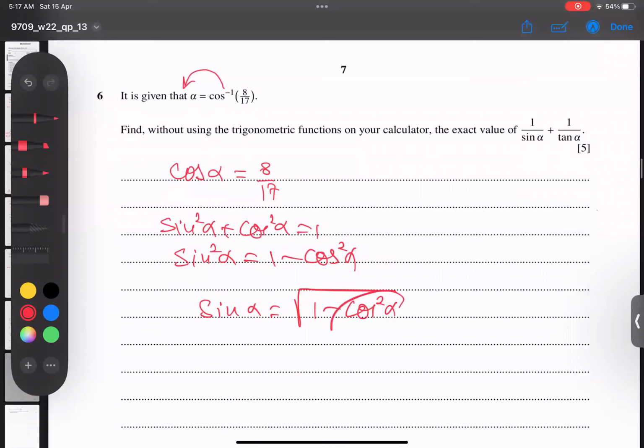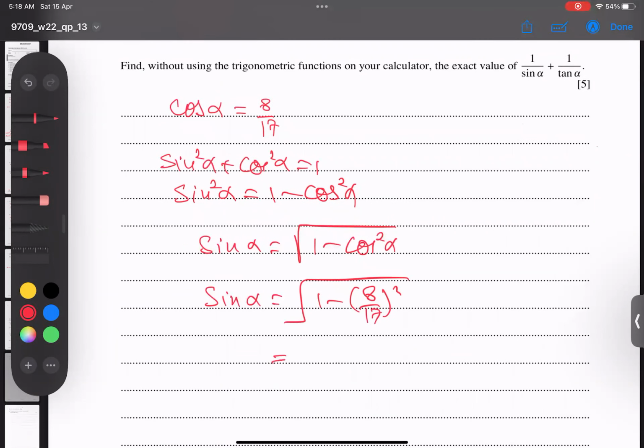And what is cos square alpha? It is the square of this value. So 1 minus (8/17) squared, under the root. If you type it simply like this, I'm getting the answer. After attempting, I'm getting the answer. I'm writing it here. Sin alpha is 15 over 17.